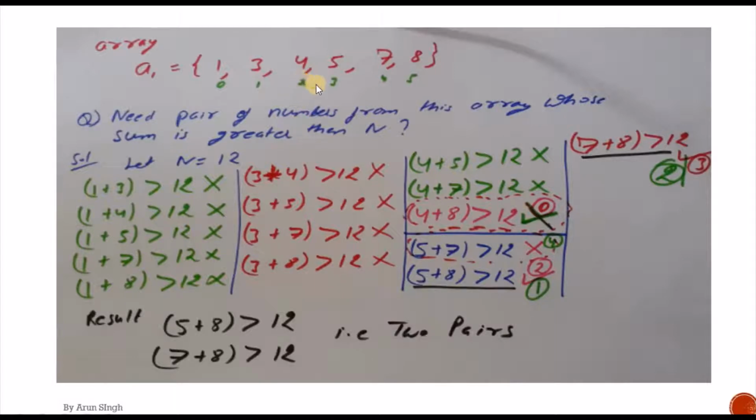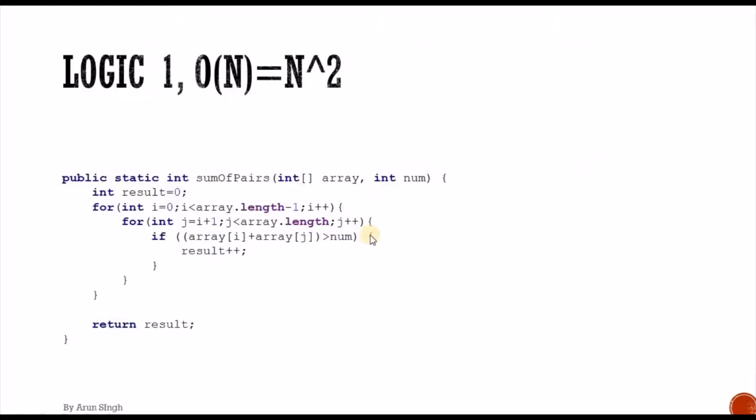Similarly, for i I will come here. So j will have 3, 4 and 5 index. That is, when it is 4, it will have 5, 7 and 8. For 5, it will have 7 and 8, and for 7, it has only 8.